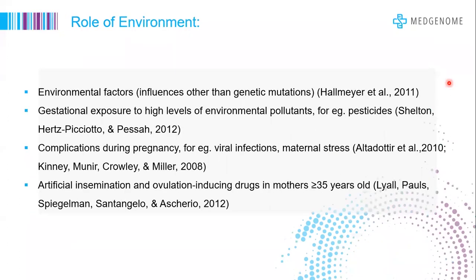On the other hand, there are multiple reports which make the role of environment as important as genetics, like gestational exposure to high environmental pollutants, the mother having a viral infection, or maternal stress. In fact, certain vaccines are also being said to have contributed to the increased incidence of autism. Artificial insemination or ovulation-inducing drugs have been studied to have a role in the high prevalence of autism in today's world.